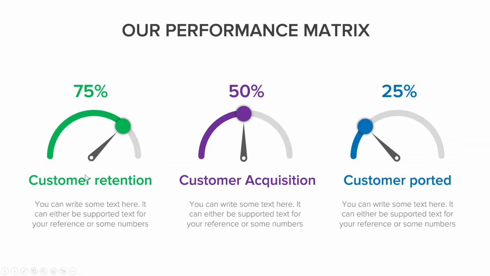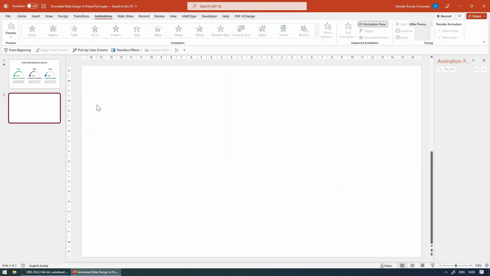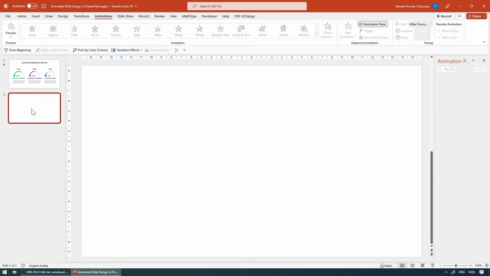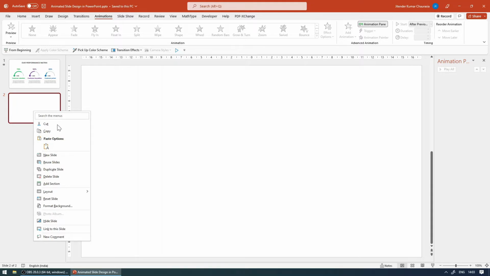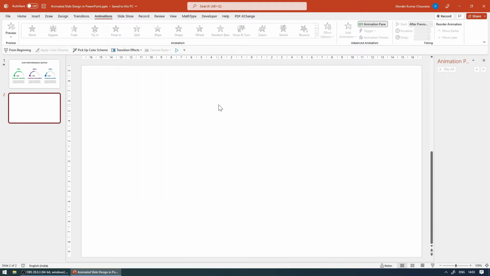So I'll press escape on the keyboard and take up a new slide. If you have anything on this slide, you can just right click over this slide, come to the layout option and set blank. With this done, let's start creating the shapes.